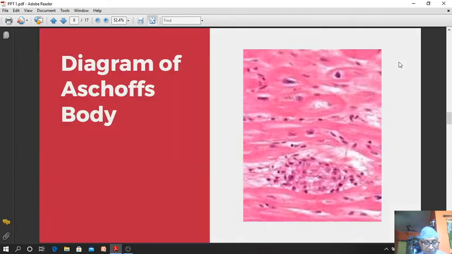Next, this is the pathognomonic lesion of rheumatic heart disease, the Aschoff's body. This is cardiac muscle, and inside, apart from inflammatory cells, the Aschoff's bodies are also seen. This is just like an inflammatory granuloma of tuberculosis. We will discuss it in the next display.